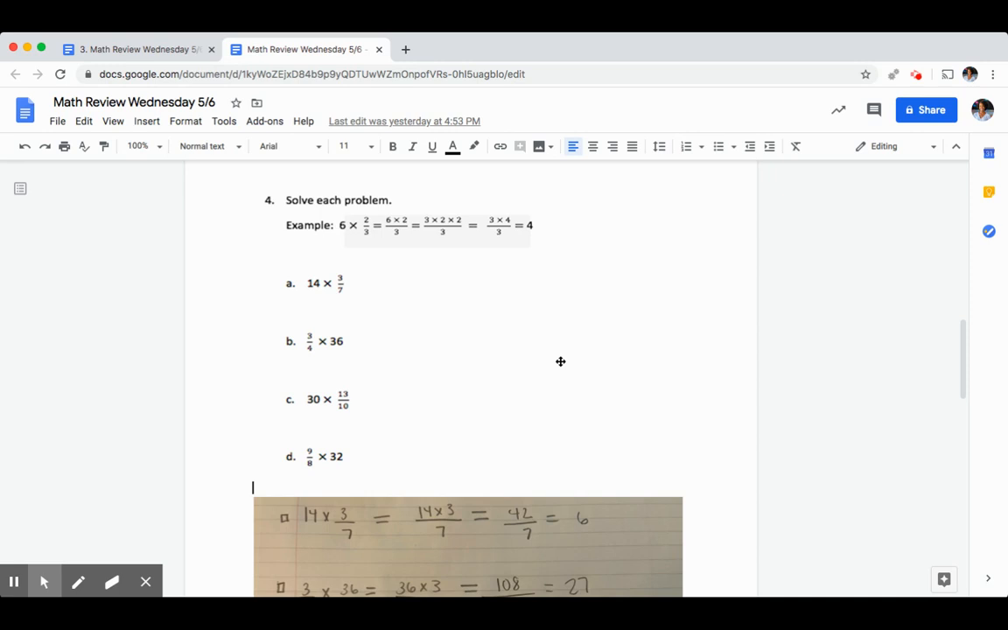So this is relying on the knowledge that we learned in 4th grade, because in 4th grade, you learned how to multiply a whole number times a fraction. So who can go ahead and share with the class? How do you multiply a whole number times a fraction?